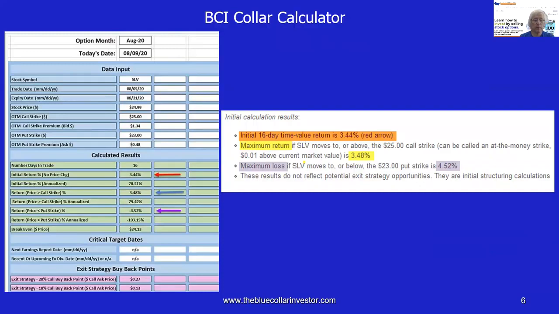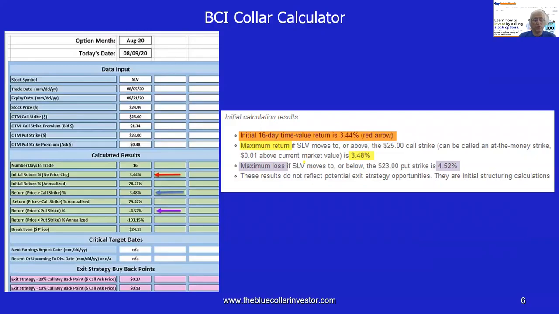Now, what if SLV moves down below the floor, the 23 put strike? Well, the maximum loss there would be 4.52%. So we're going to end up anywhere between a gain of 3.44 and a loss of 4.52%. And that's a very reasonable risk to take on a stock or an ETF that has a very bullish price chart and also a security that we've screened from a fundamental perspective as well.